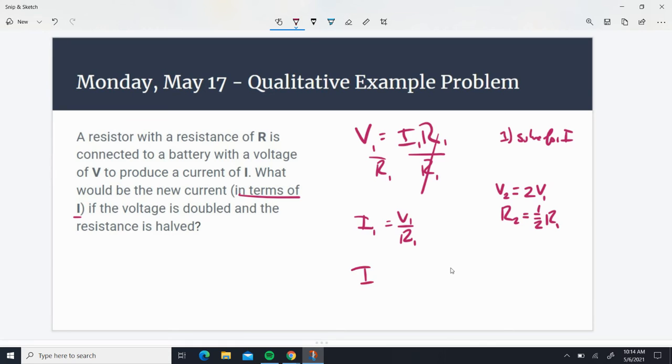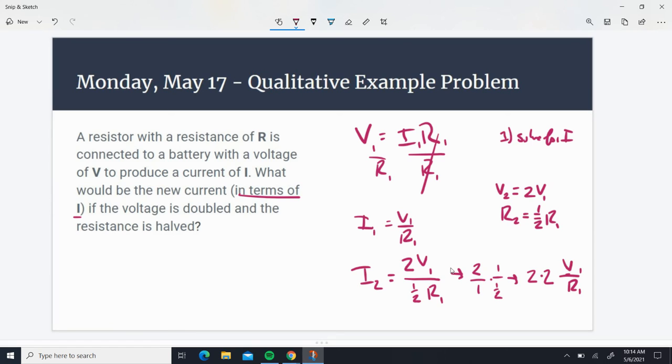So now it's going to say I2 is equal to 2V1 over 1/2 R1. And I want to simplify this. So I'm going to pull those two numbers out. And I'm also going to use some fraction math. So my numerator is still going to stay at 2. But this 1 divided by 1/2, I'm going to turn that into 2. So this is going to end up being 2 times 2 times my V over R and my originals.